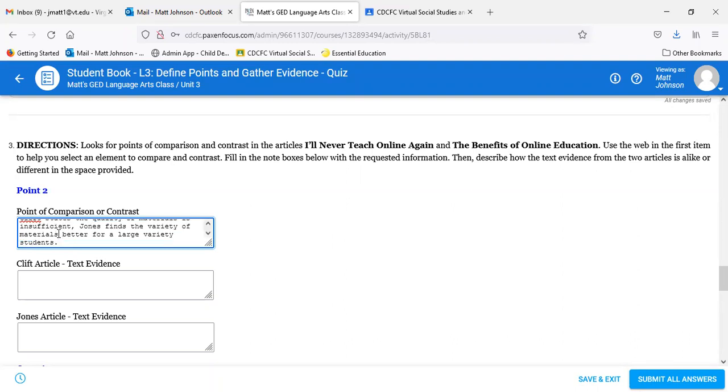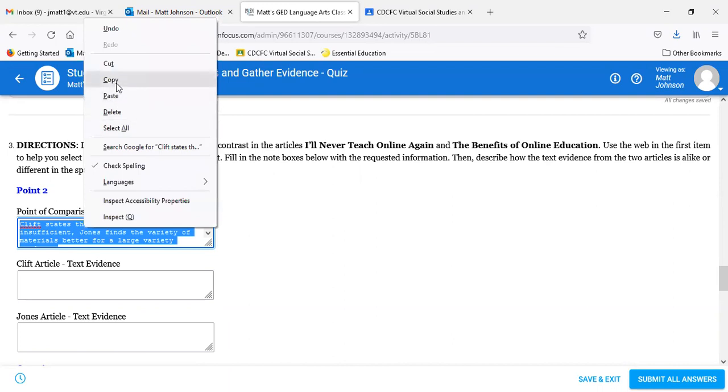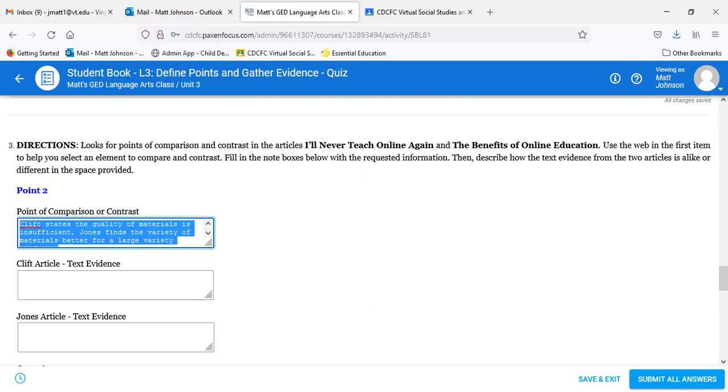Okay, and those are very close comparisons, because we're talking about the types of materials. On Cliff's side, she thinks they're insufficient, but Jones sees them as having a better opportunity for a larger variety, because you can introduce multimedia and things like that. So when we get to the evidence, we'll be able to discuss that. Oh, let me put that in the chat. Okay. So there's another contrast.